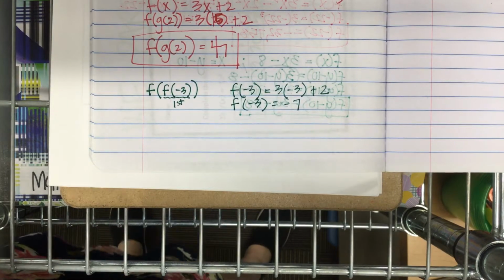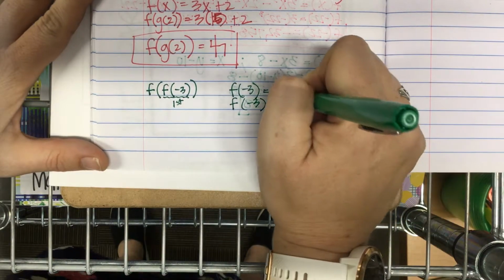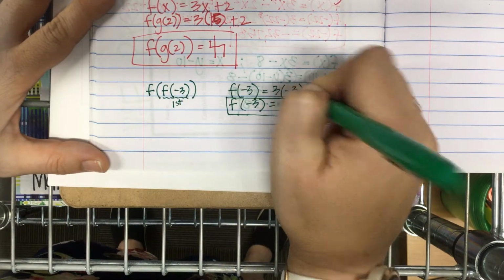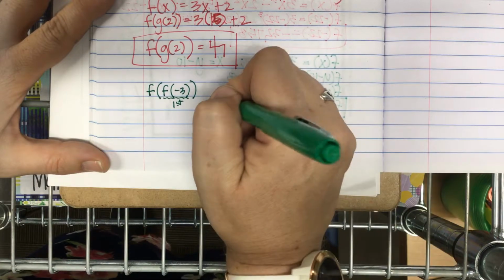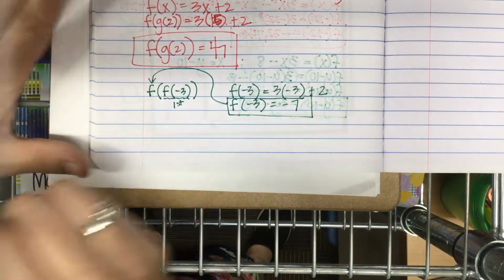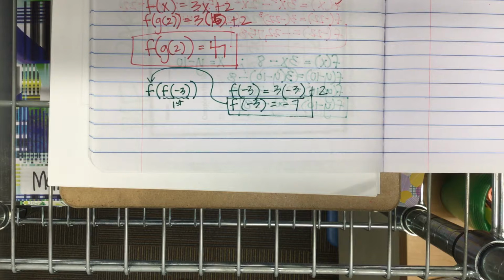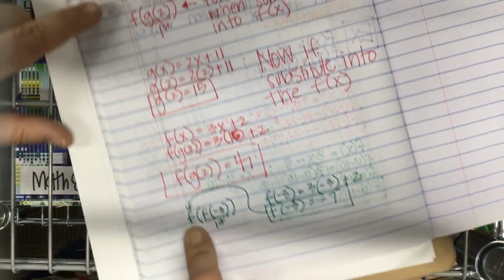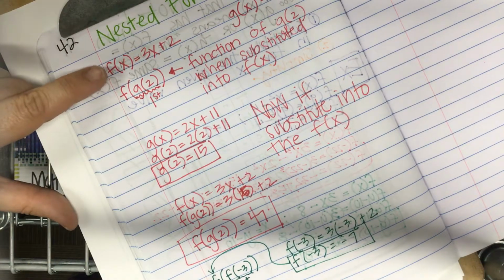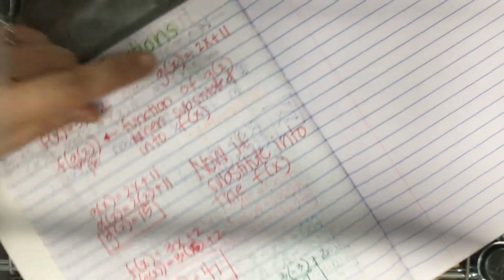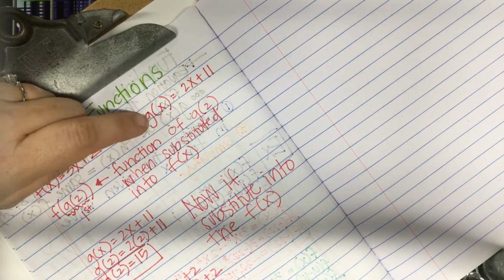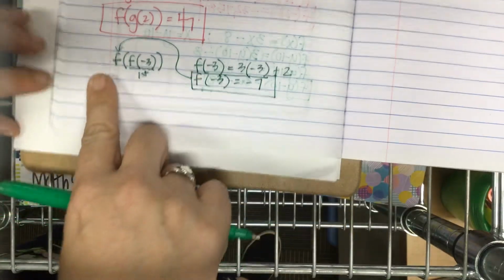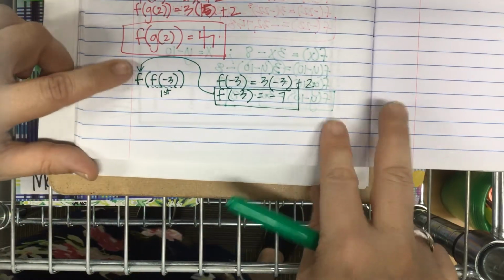Do you agree? Now I'm going to take that answer, negative 7, and I'm going to put it into my outside set of parentheses, which is the f equation again. I'm going to do it again because it's the f equation. If it had a g outside, I'd put it into this one because that's my g equation. But it's going back into my f equation again.